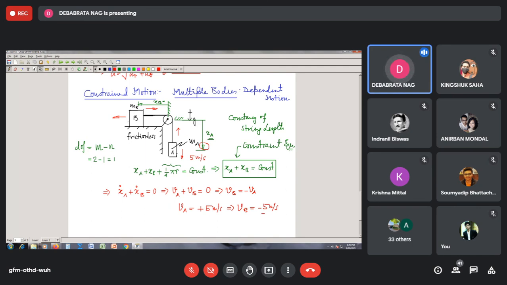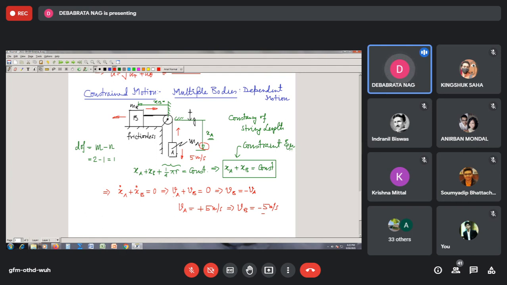So here again in that case your xb will be positive, because this xb is continuously increasing because of the velocity of the block B towards left. xb is continuously increasing, so your vb will be plus, and accordingly va will come out with a negative answer, which means that xa is continuously decreasing, means it will go up.